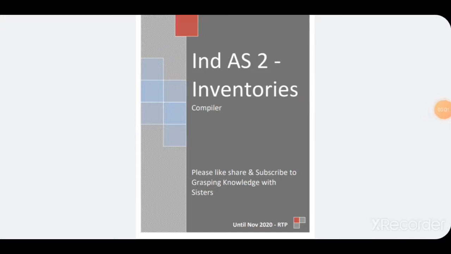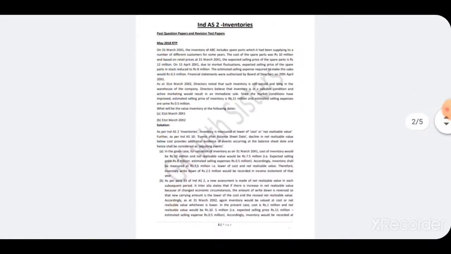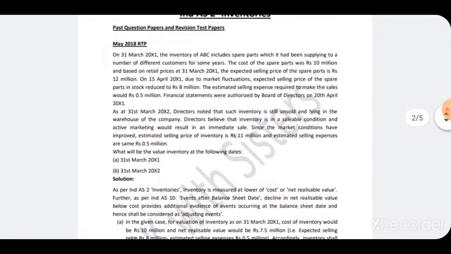Hey guys, welcome back. Today we'll be doing the compiler of Ind AS 2 Inventories. Come, let's get started. Here is our first question.